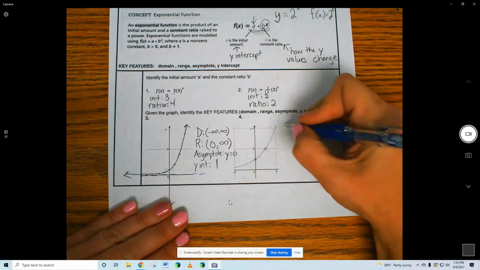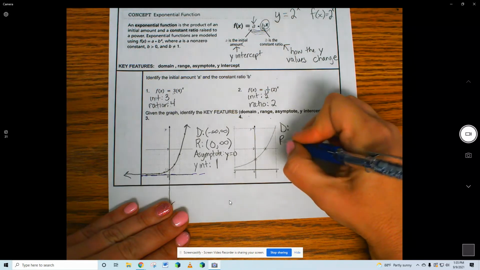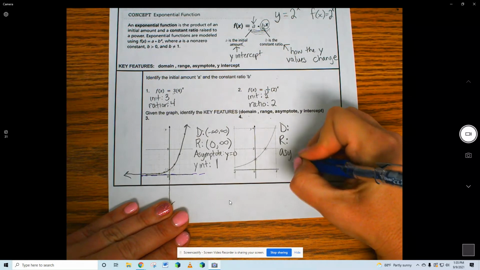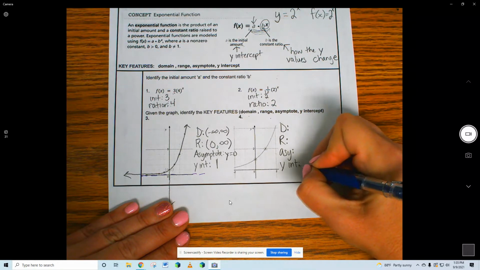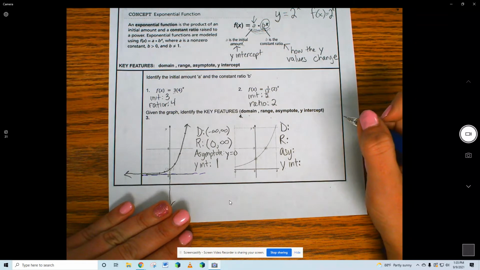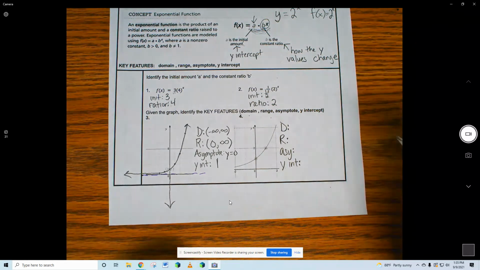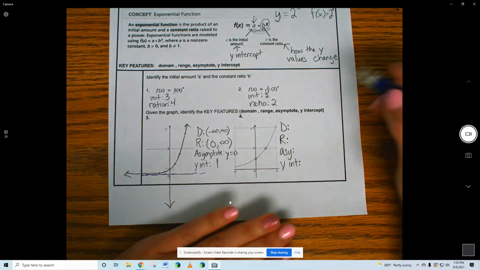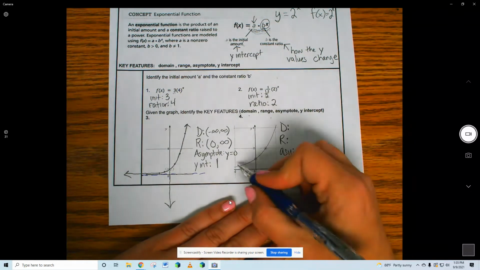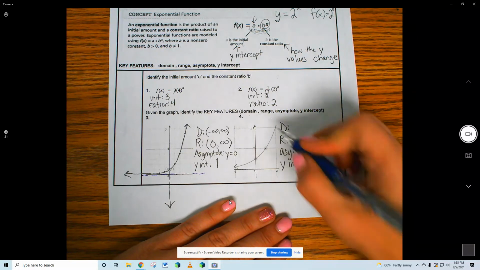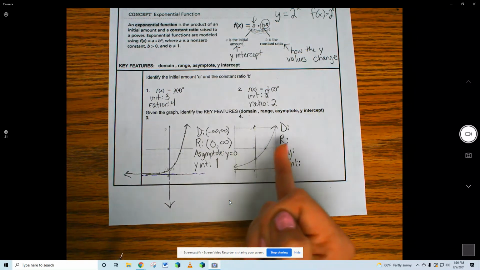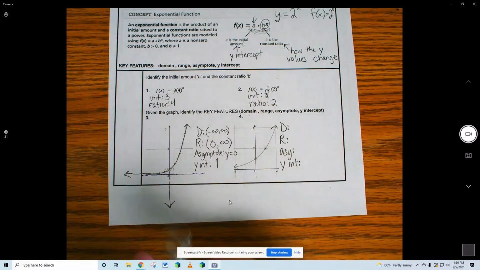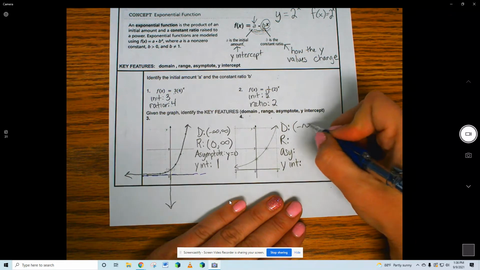Number 4, domain, range, asymptote, y-int. Dre, yeah. All right. Domain. It goes forever to the left. Start at the left. It goes forever to the right. This is going to be all real numbers. Negative infinity to positive infinity.